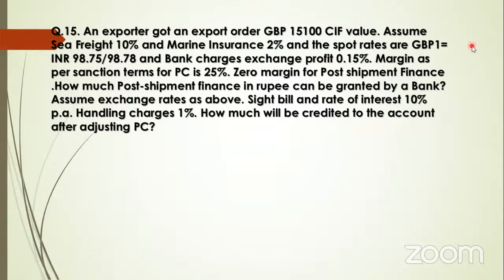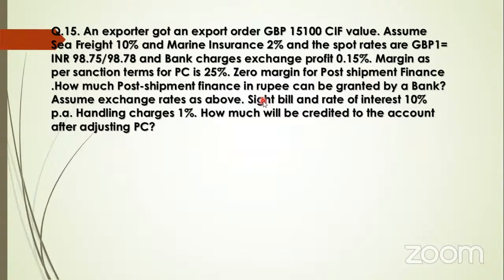How much bill will he give? He will give the bill for the entire value, pound sterling 15,100. Now, how much post-shipment finance will he get? The question is, how much post-shipment finance in rupees can be granted by the bank? Assume the same exchange rate as above. Now they are telling us it is a sight bill. They are twisting it. The export bill is a sight bill.